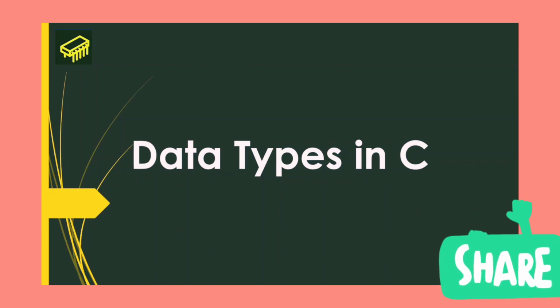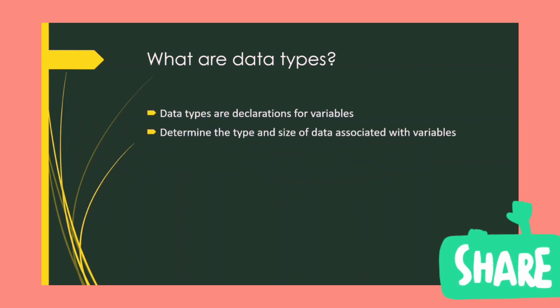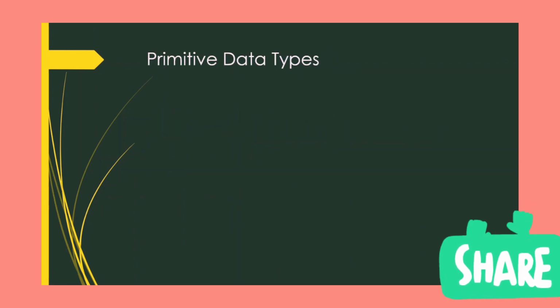Data types. So first, what is a data type? Data types are declarations for variables which determine the type and size of data associated with variables. Now first let's discuss primitive data types.